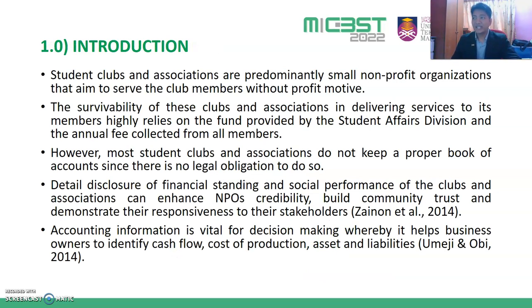Student clubs and associations are predominantly small non-profit organizations that aim to serve the club members without profit motive. Okay, student club and association, as far as we are concerned, is not like a business, whereby in business, the main objective is to maximize the profit. Meanwhile, for the student club and association, the objective is to maximize the members' welfare.